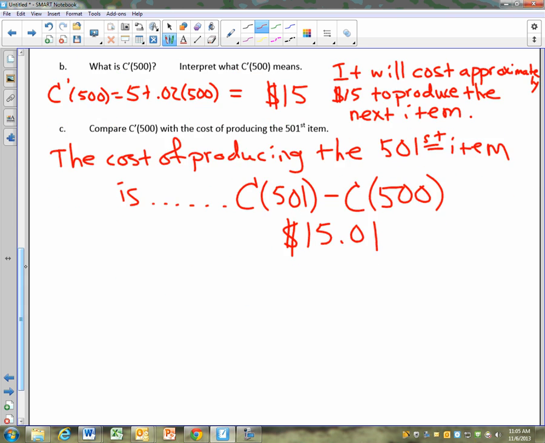The way that we found out what it actually cost to produce that 501st item is we said, what's the cost to produce 501? And we subtract the cost of producing 500. And now it tells us what it costs to produce that one single item. It's, in fact, 15.01. And we just want to verify that it's really close to 15. You might have to wrap your brain around it when you get to your assignment a little bit. Okay.